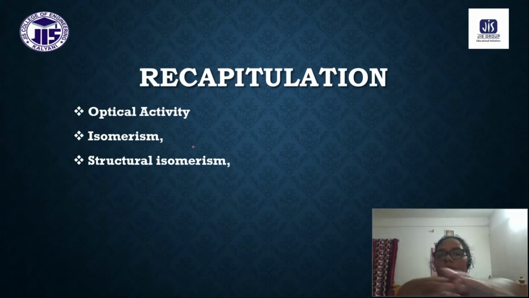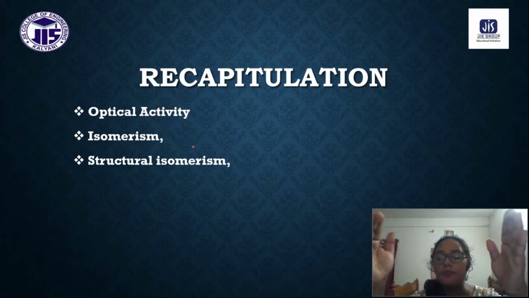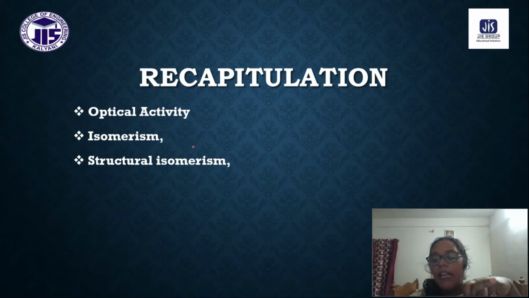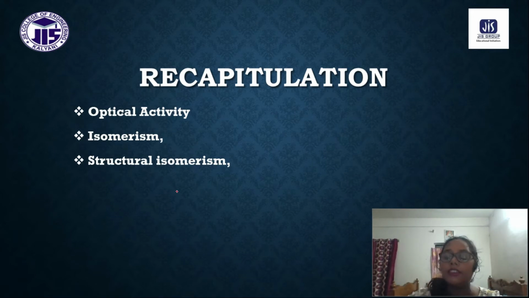So this is the recapitulation. For today's concept, you should remember the previous topics, the previous concepts we have discussed in our previous class. Just at a glance, I am repeating again. We have discussed optical activity, and we have discussed isomerism and also structural isomerism.